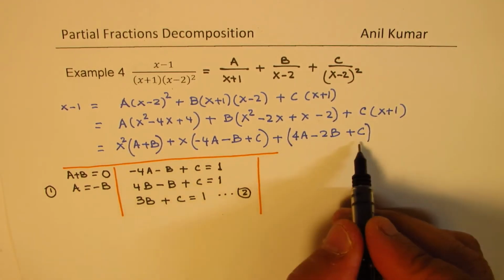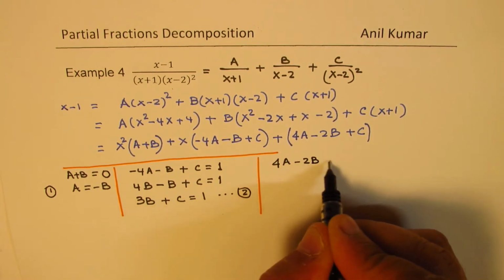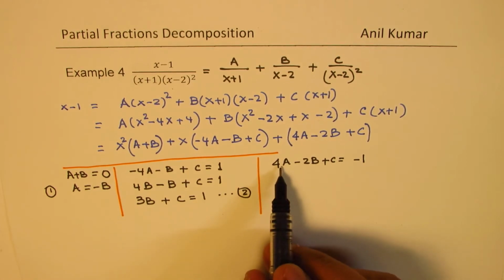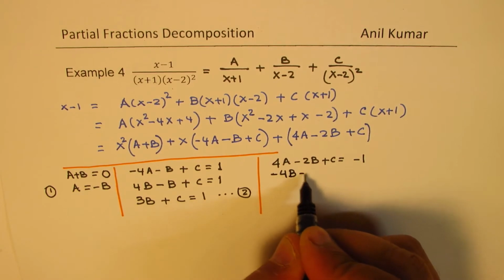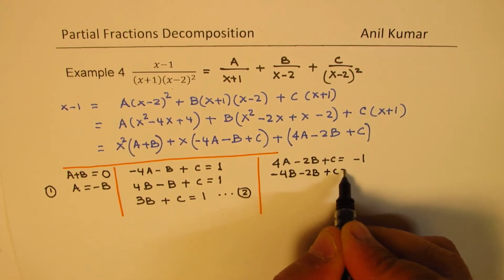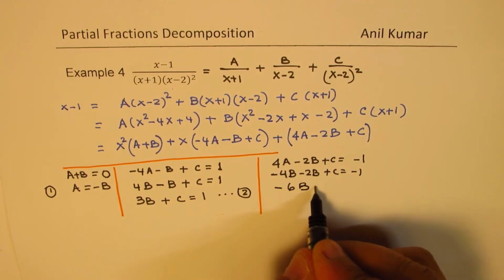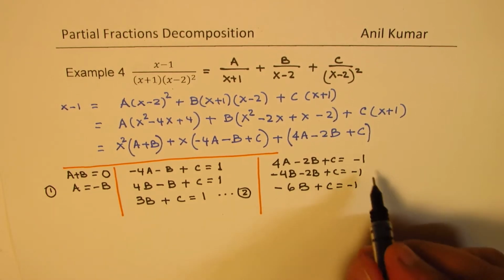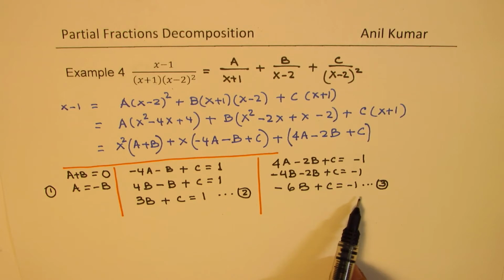Third equation is comparing the constants. 4a minus 2b plus c is equal to minus 1. So we can substitute 4a with minus 4b, and we get minus 4b minus 2b plus c equals minus 1. That gives us minus 6b plus c equals minus 1. So we now have equation number 2 and equation number 3. With these 2 equations, we can eliminate c, right? So let's do that.